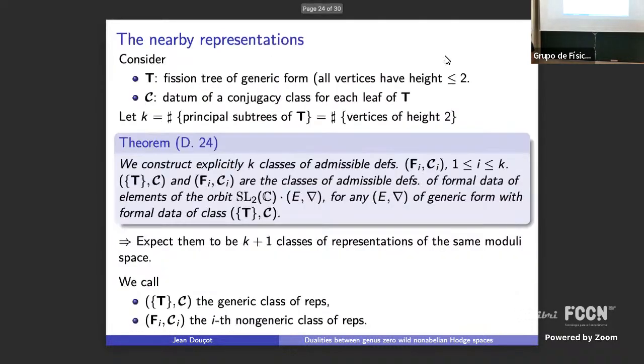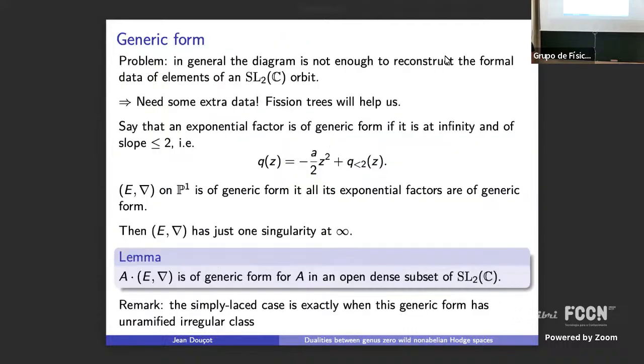Okay, now I only have 5 minutes. So the idea is that if I act by SL2 with a matrix in an open dense subset of SL2, starting from any connection, I will get a connection which is of what I call generic form. It means it will be a connection at infinity, and all its exponential factors at infinity will have a slope less than 2. So they will be of the form something times z squared plus something with exponents strictly less than 2. And this is what I call generic form.